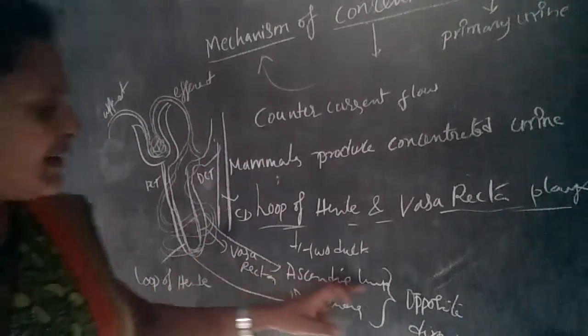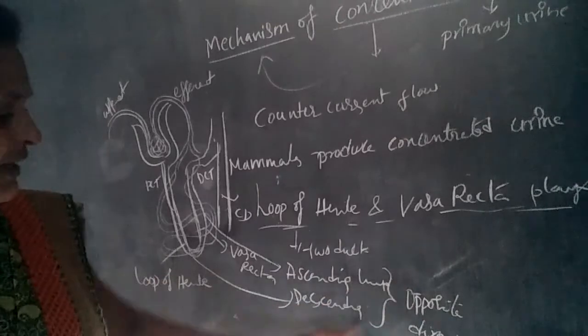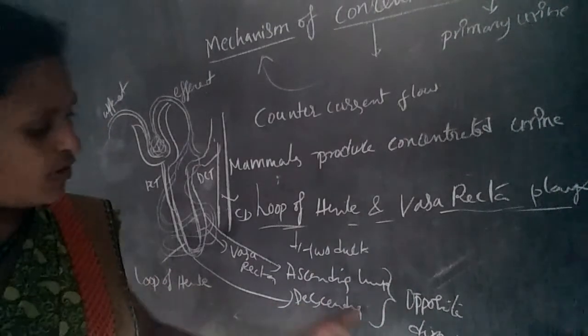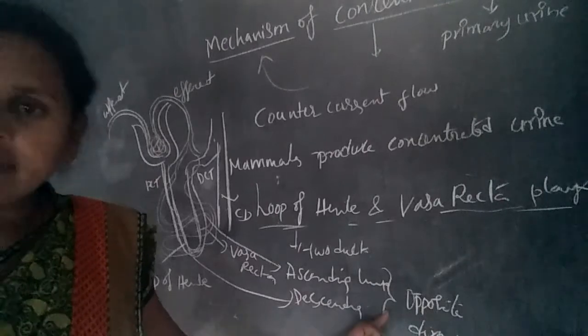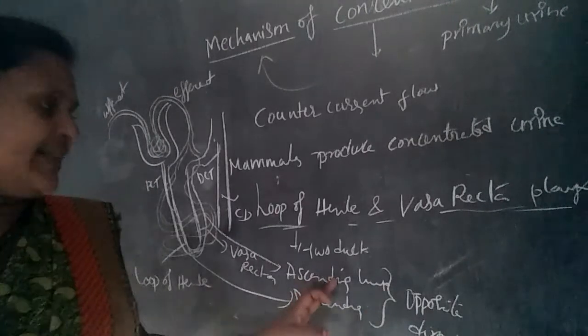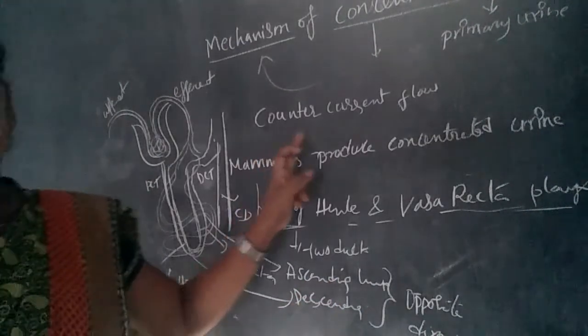The ascending limb has a flow of filtrate and the descending limb has a flow of filtrate. Both flow in opposite directions, so it is also called the counter current flow.